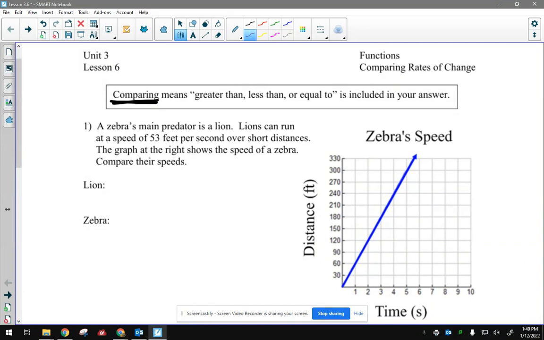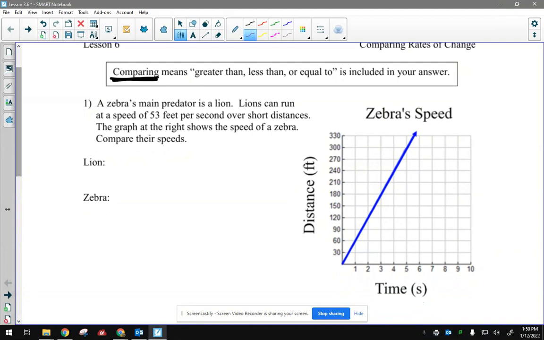So we've been finding a lot of rates of change and finding a lot of initial values and finding the total, dependent variable, whatever. Today, we're going to compare them, which means we have to find them first, right? So we have to go back to the old stuff that we know and then compare. A zebra's main predator is a lion. Lions can run at a speed of 53 feet per second over short distances. The graph at the right shows the speed of the zebra. Compare their speed. So we have to find the rate of change for each.